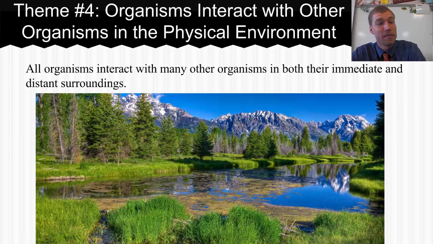All right, theme number 4, organisms interact with other organisms and the physical environment. So there are lots of different types of interactions. That's basically going to be ecology, right? Predator-prey, mutualism, commensalism, those types of things. But they don't always just interact with other organisms. They also interact with the physical environment. So where you are in that actual physical environment is very important. Those are our abiotic factors, and we'll spend time talking about that as well.